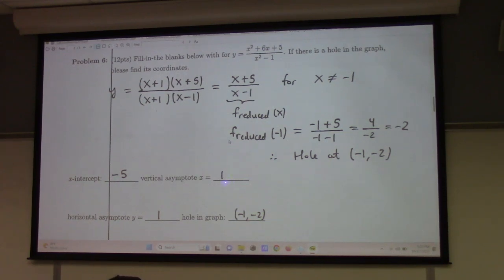The vertical asymptote's at 1 because we have a division by 0 when x equals 1. The x-intercept is at minus 5 because when you plug minus 5 in, you get 0. That's when it crosses the x-axis. The horizontal asymptote is the ratio of the leading coefficients, which in this case is 1 and 1. So the horizontal asymptote's also 1. But a lot of people got a lot of things right here. Some didn't.